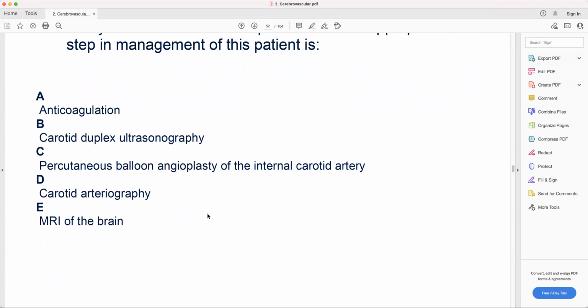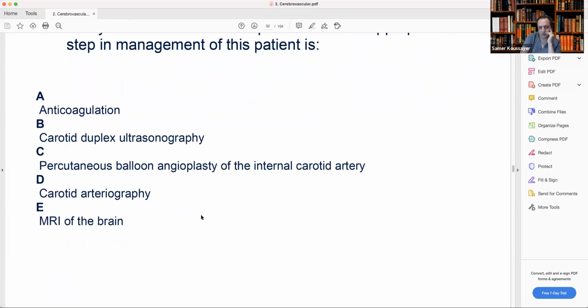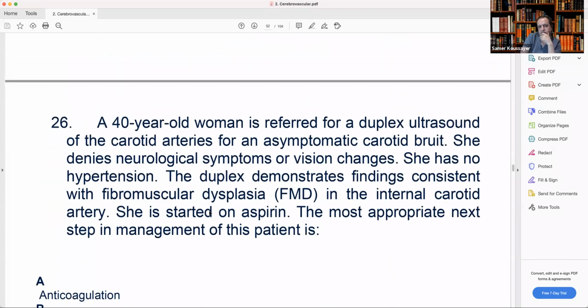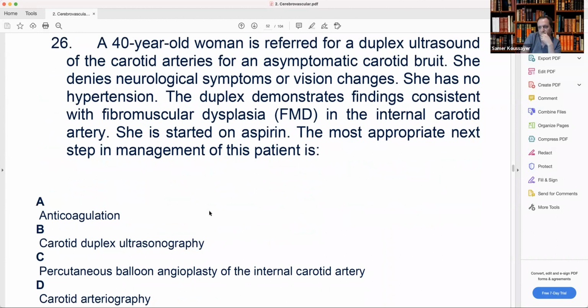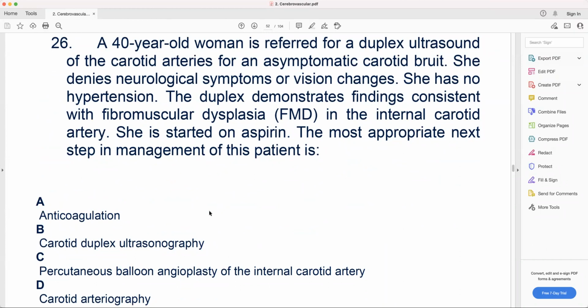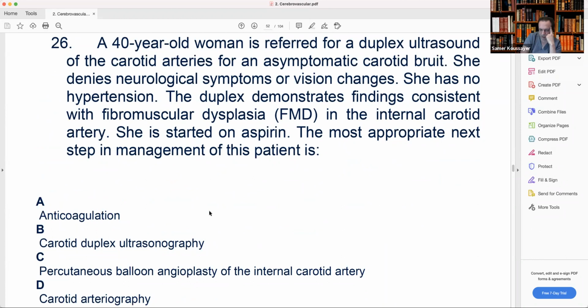The answer is a bit tricky. It is the MRI of the brain, and you know why? You mentioned before that your next step would be to look at the renal artery, correct? Because the most common place for FMD is the renal artery, and the second place is the internal carotid. You're right, so your thinking process is correct.